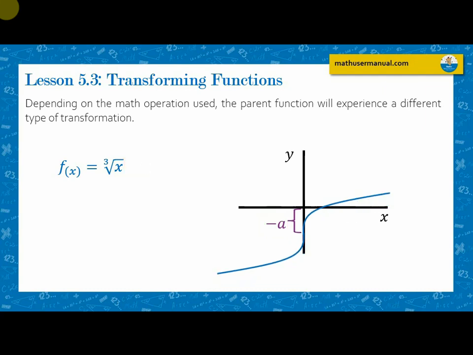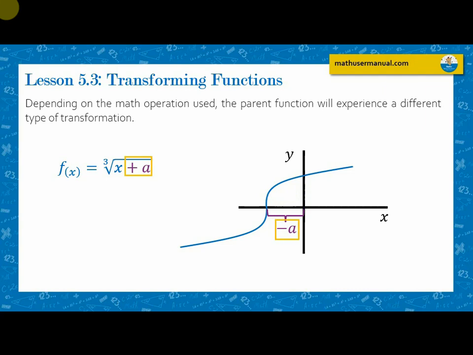Let's bring our graph back to the original position, because now let's do the horizontal transformations. If we have a positive a inside of the radical, we need to move to the left, because any operation inside of the function is a horizontal transformation, and we always do the opposite direction of horizontal transformations. That's why positive a means we go to the negative.